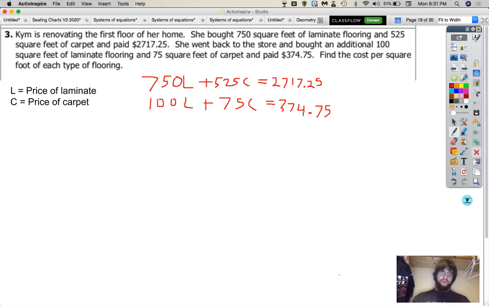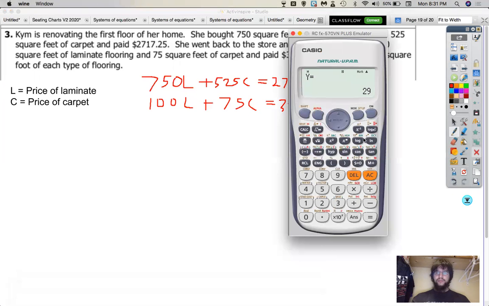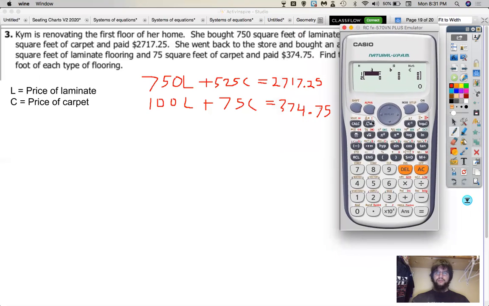There's my equation. Take your calculator. I'm already in mode 5.3, but if you forgot, I'm in mode 5.1. Mode 5.1, system of equations. 750, 525, 2717.25. 100, 75, 374.75. Boom. Equals, again, we need fractions, $1.88.